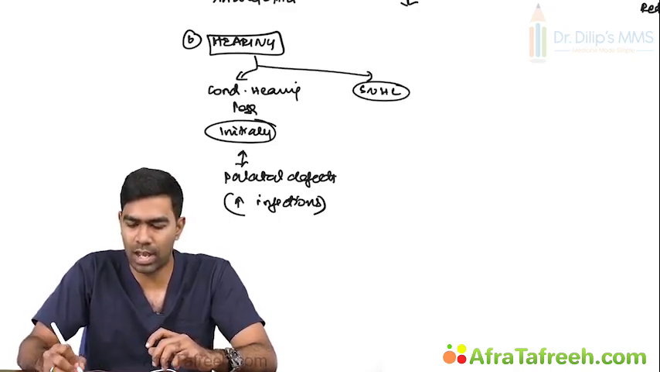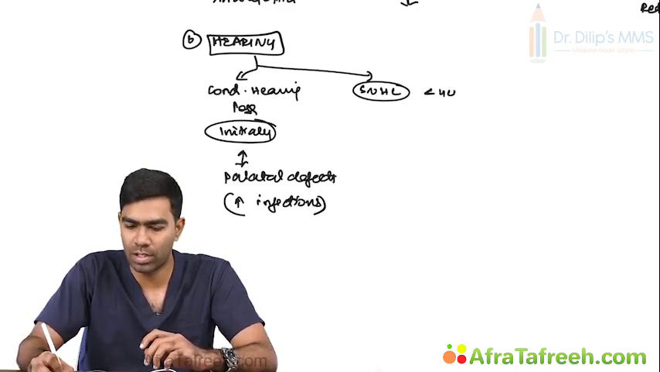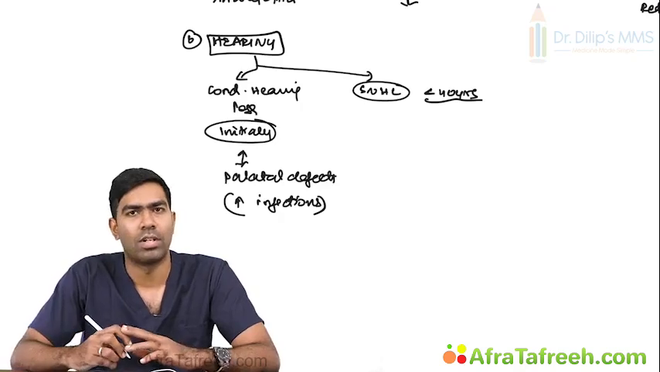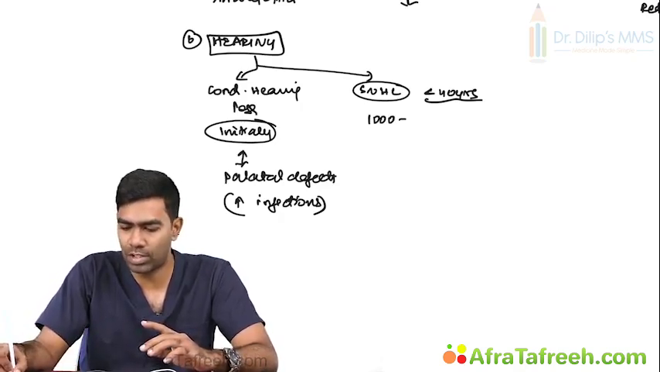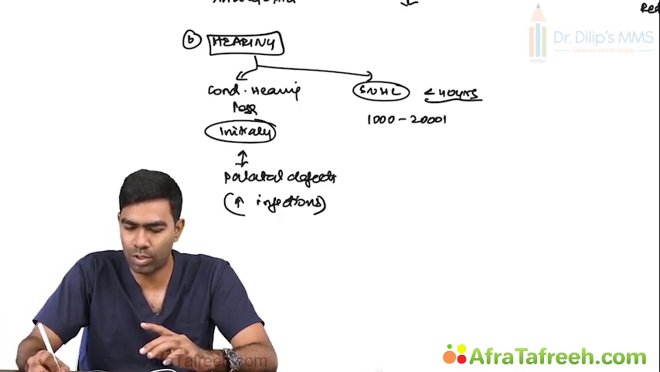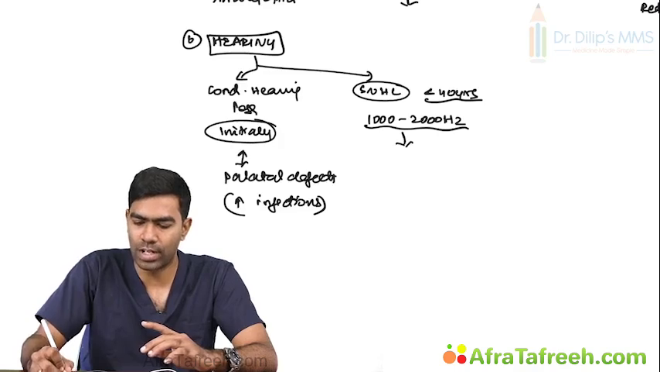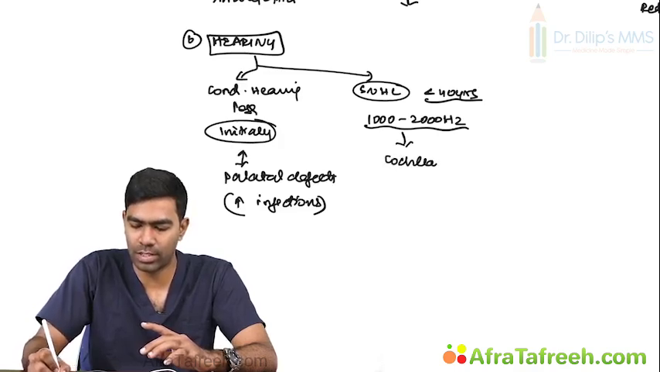The majority of the patients will have sensorineural hearing loss within 40 years of age. Usually they lose hearing in the mid-frequency range, in the 1000 to 2000 Hertz range, and usually it is due to a cochlear defect that these patients have.